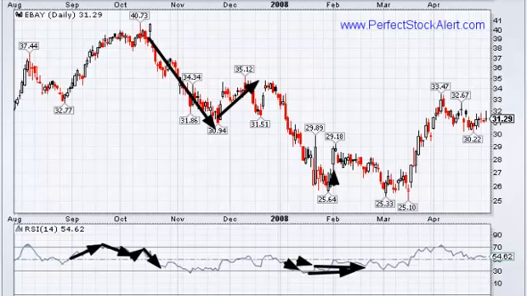These failure swings were developed by Wilder for the RSI. However, any bound oscillator it will work with. The Williams percent R it will work with. Fast Stochastic, it would work with slow, of course, full Stochastic. Ultimate Oscillator, it will work with any bound oscillator that allows you to spot those failure swings.